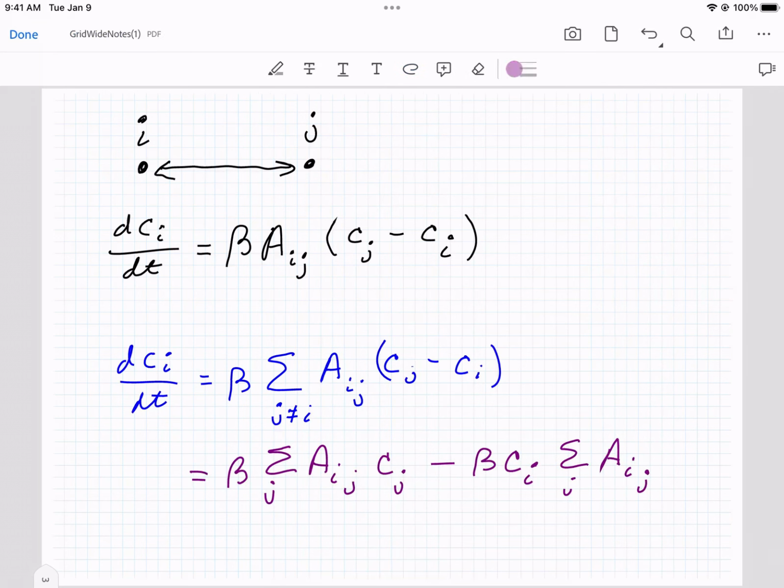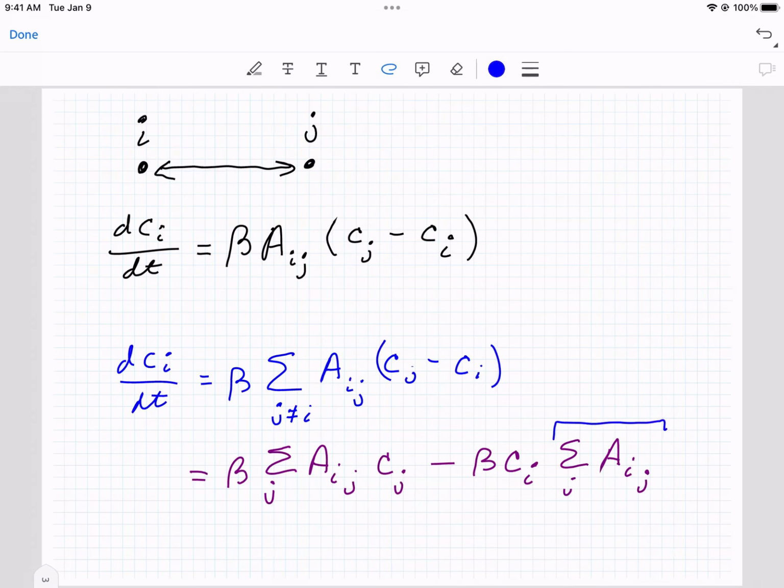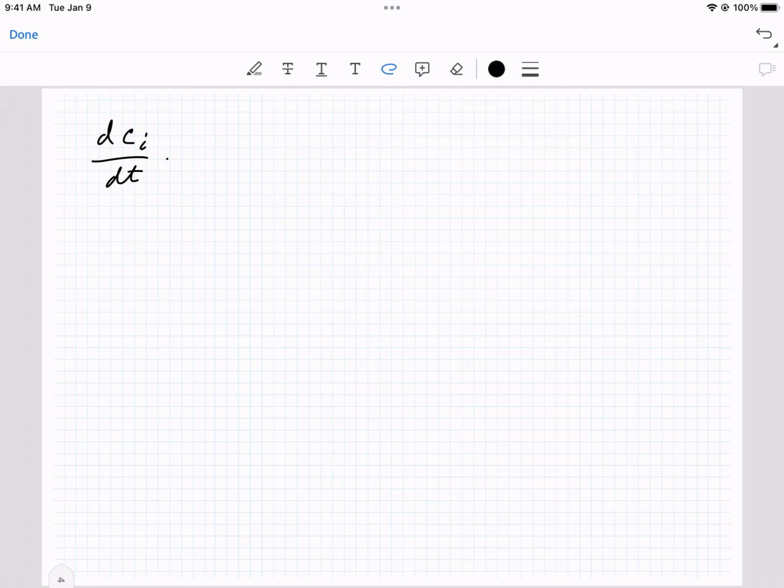Well, we may recognize that. In an earlier lecture, we saw that when you sum over a row or a column of the adjacency matrix, what you get is the degree of node i. So that's equal to the degree of node i. Let's then rewrite this equation still in matrix form, and what we'll want to do is use a Kronecker delta. So just rewriting, dCi/dt is equal to beta.